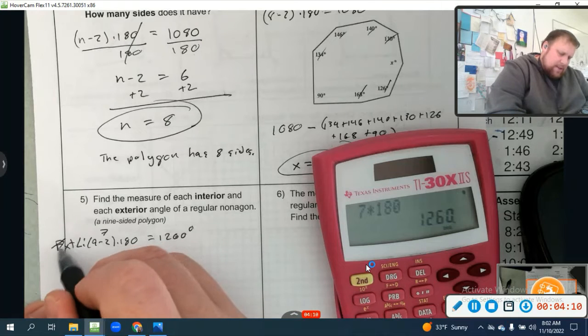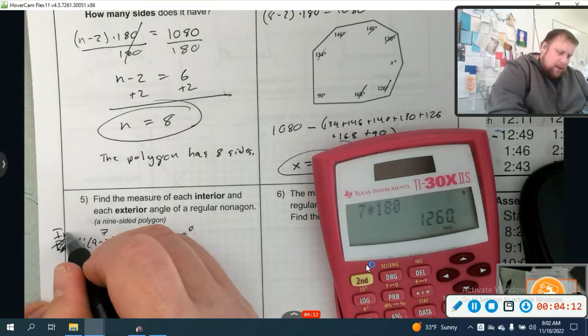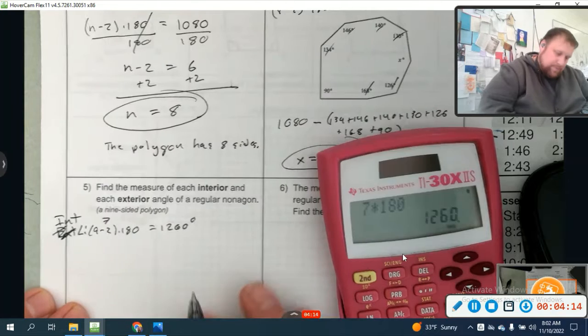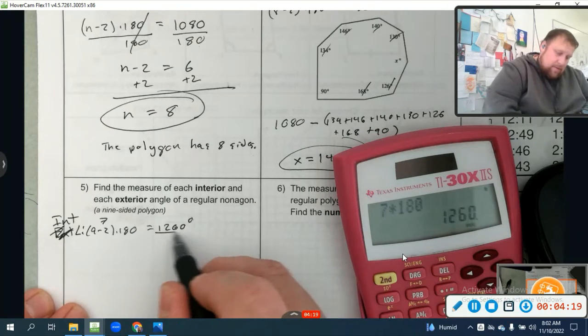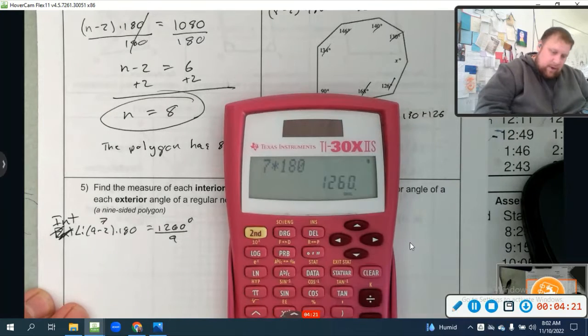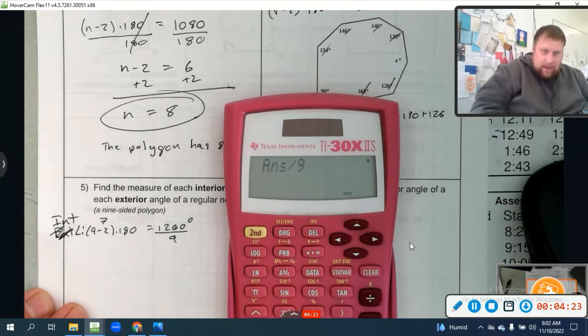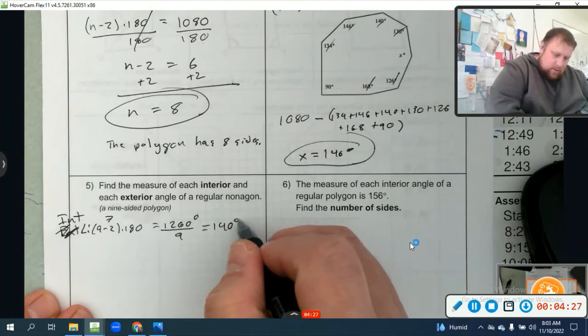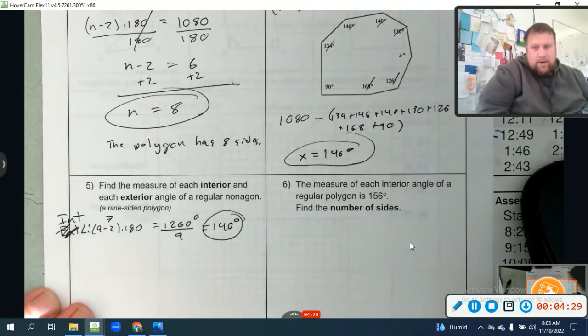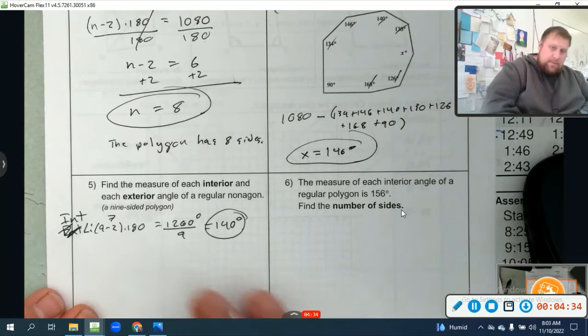I'm sorry, not exterior, interior. Please forgive me. Interior angle total equals 1,260, right? That's all the angles, but I want to divide by 9 so I can find out what just one is. Divided by 9 is 140 degrees. So one angle is just 140 degrees.